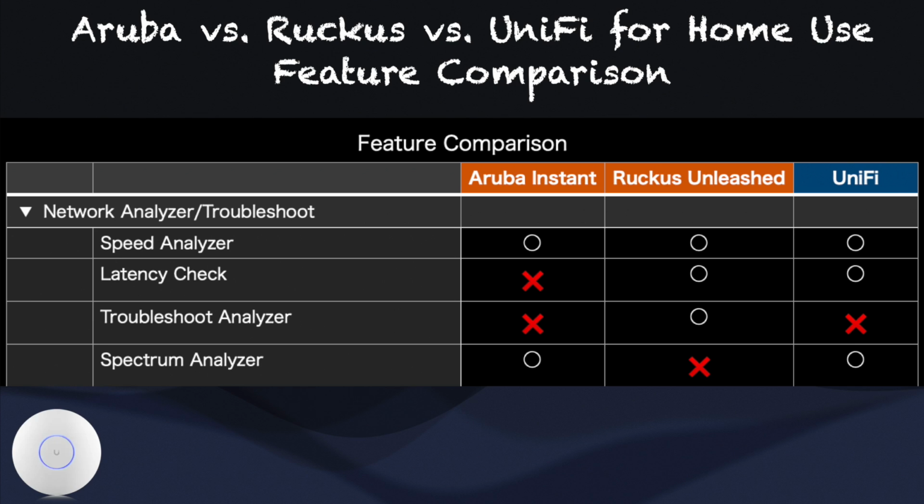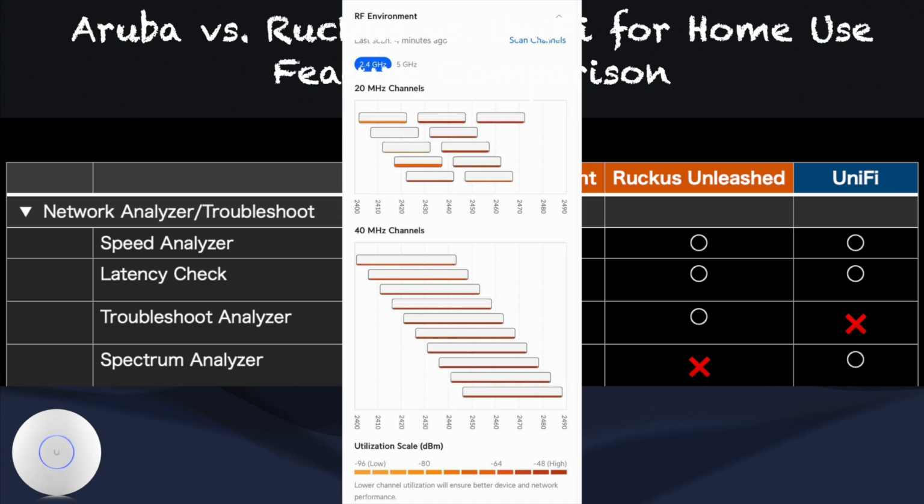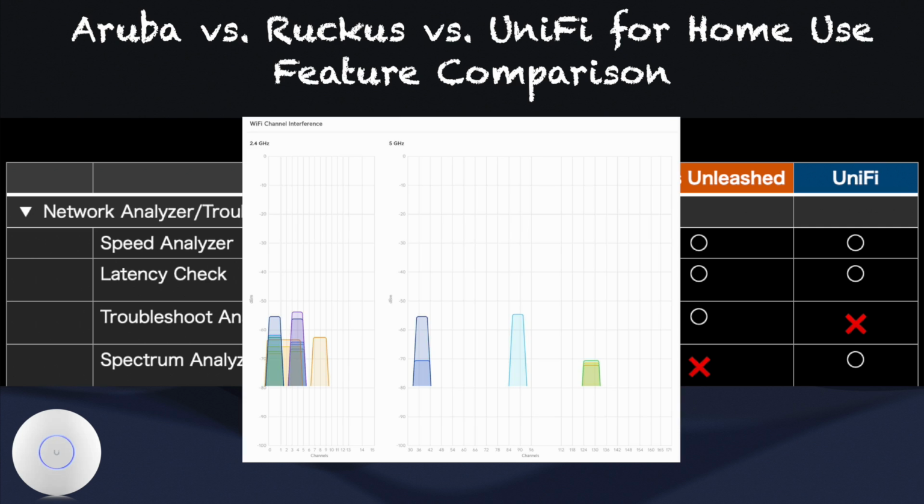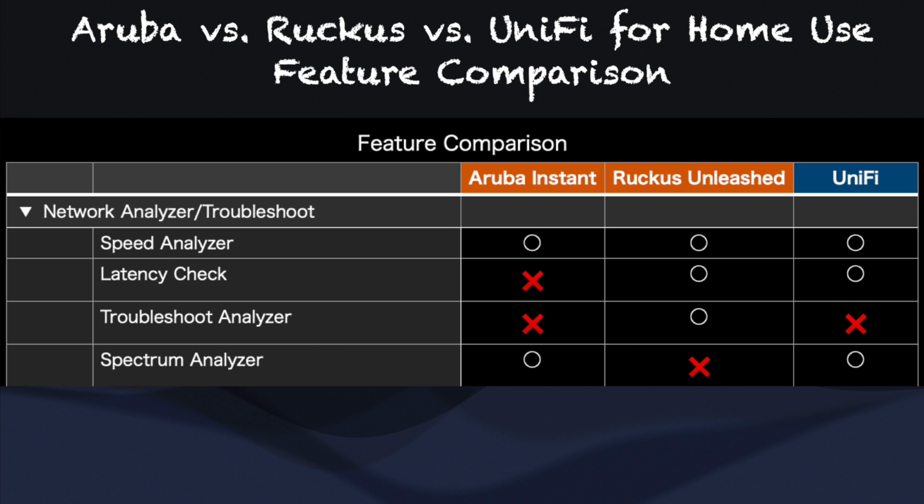When it comes to visual inspection tools, I really feel UniFi is a couple of levels above the other two. UniFi has a radio frequency environment scan to see which channel is open or less congested for each access point. UniFi also offers the channel interference in a nice, organized graphical form. Although they do look nice, the practical value of these features may be a little debatable.